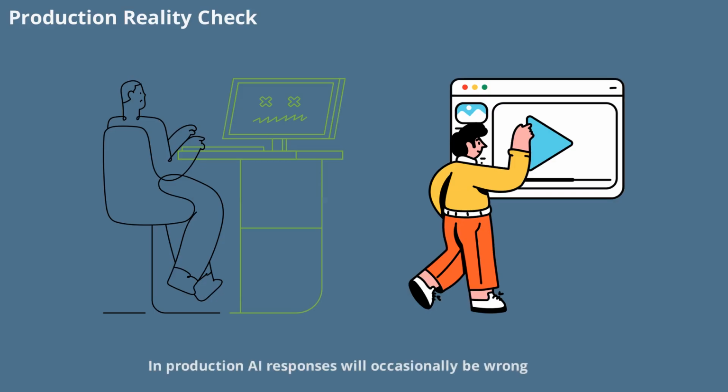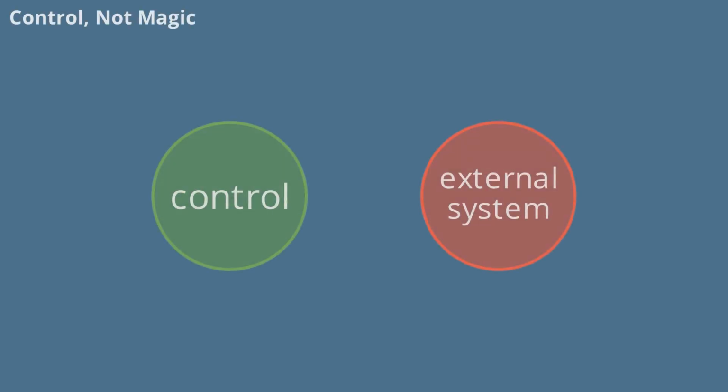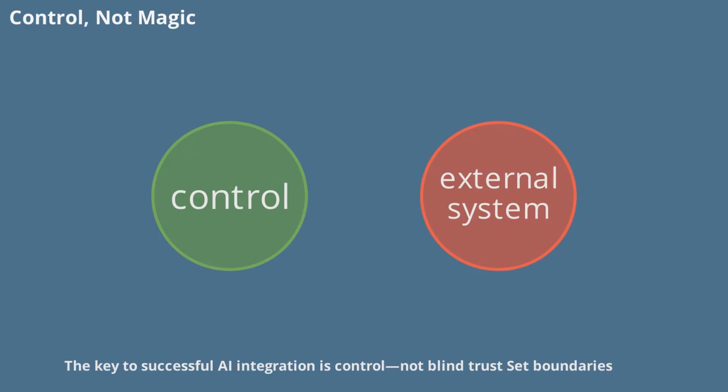In production, AI responses will occasionally be wrong, and users may trust them anyway. Product teams will push for more AI features, debugging will feel unfamiliar, and costs can creep up silently. Despite these challenges, AI can remove a massive amount of manual work if used with control and discipline. The key to successful AI integration is control, not blind trust. Set boundaries, safeguards, and maintain discipline in how you use AI. Treat it like any other external system, and it will become a powerful tool in your backend arsenal.